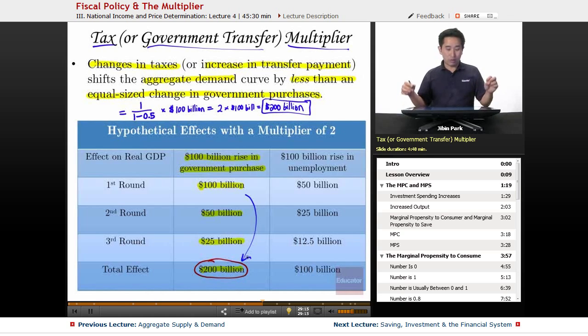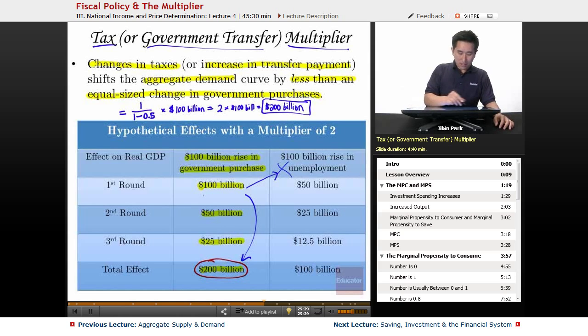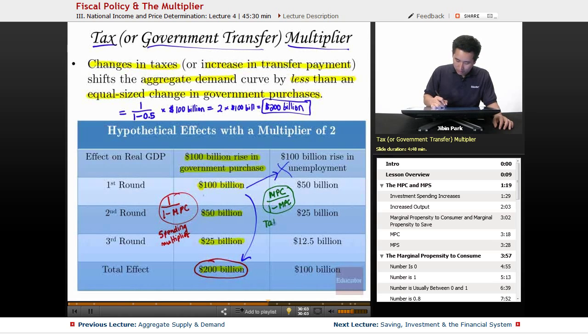Now the tax multiplier, or the government transfer multiplier, is going to be the same thing, except you take out the first round. That first round of $100 billion doesn't exist. The way you capture it in the equation is this: the formula 1 over 1 minus MPC is the spending multiplier. Here, the correct multiplier to use is MPC over 1 minus MPC. Let's call this the tax multiplier.